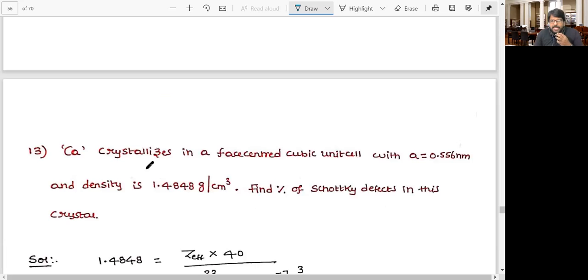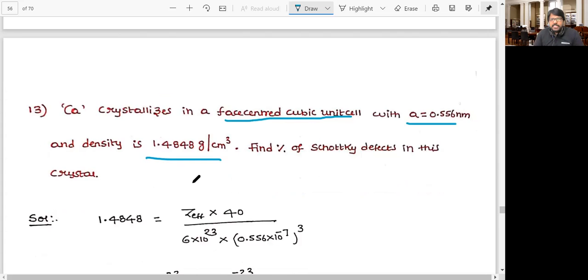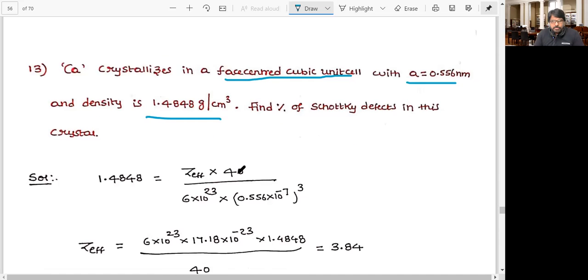Next, calcium crystallizes in a face-centered cubic unit cell, FCC. Edge length is given, fine. Density is given, fine. Here, find the percentage of Schottky defects in this crystal. Exactly the reverse of the previous question. There, percentage occupancy was asked. Here, percentage vacancy is asked. That is the only difference. Again, I have calculated Z effective from the given data, and I got it as 3.84.